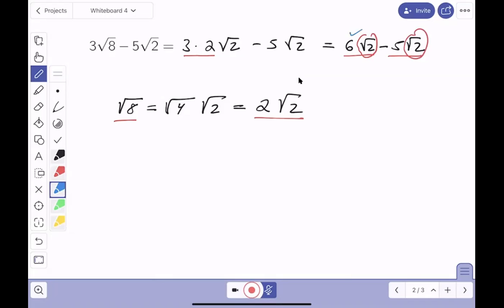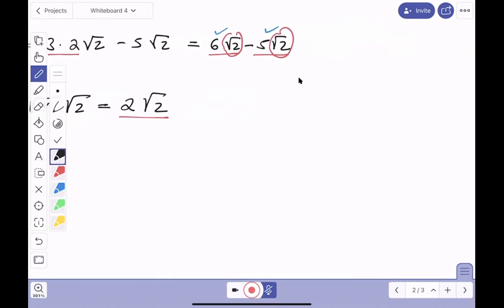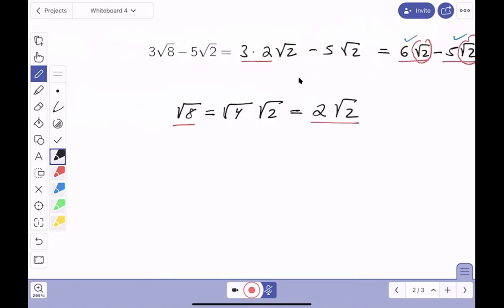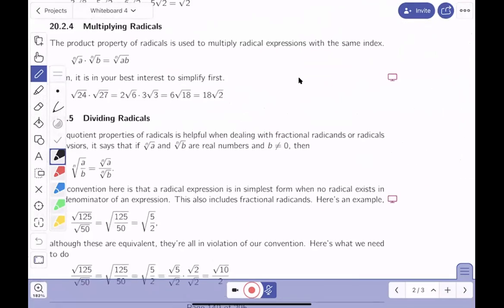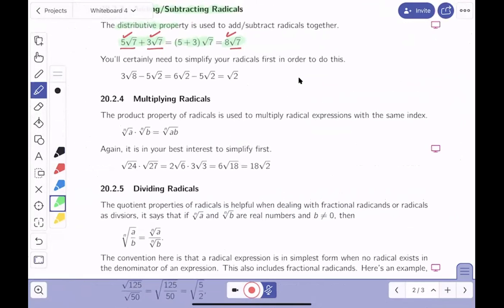What am I going to do? Add their coefficients together. Well, what's 6 minus 5? It's 1. 1 what? 1 root 2. We normally just write down root 2, though. It's 1 root 2. Let's go back. Make sure you know that in the key, I say the key to what we're doing over here. And we see that right over here.